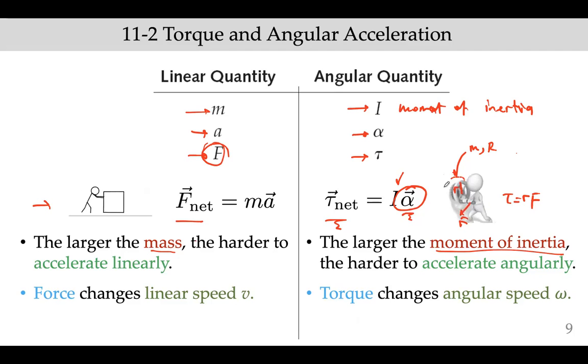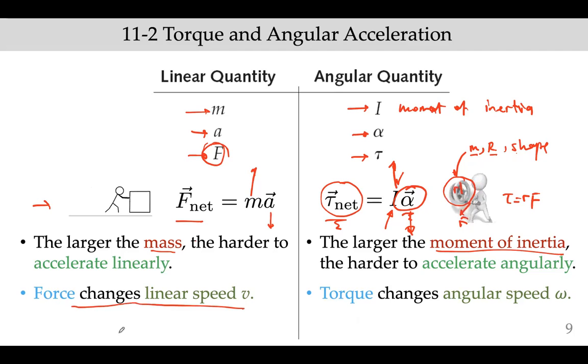So the moment of inertia of this object depends on its mass and also the radius and the shape, whether it's a hoop, a circle, or a sphere, whatever its shape is. For a given torque, if the moment of inertia is large, then the acceleration will be small. Same thing here, right? If the mass is large, this acceleration will be small for a given force. And if there's acceleration, then the speed is changing, right? So force changes linear speed, because acceleration is actually the change in speed. And if there's torque, it changes angular speed.